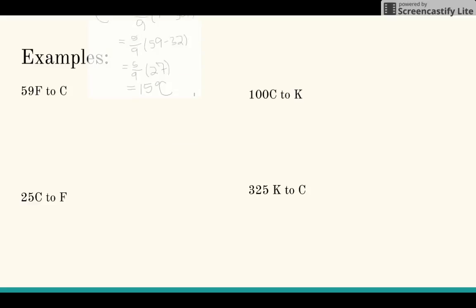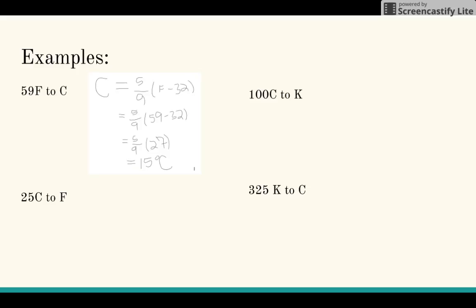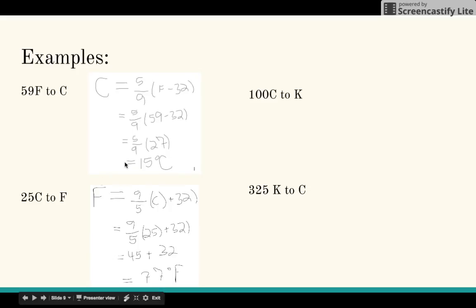But here are some example problems. Let's say I wanted to take 59 degrees Fahrenheit, turn it to Celsius. I take my equation, which was Celsius equals 5/9 times the, in parentheses, Fahrenheit minus 32 degrees. So I take 59 minus 32, which is 27, and then I multiply that by 5/9, and I get 15 degrees Celsius out.